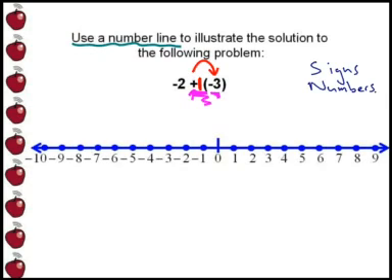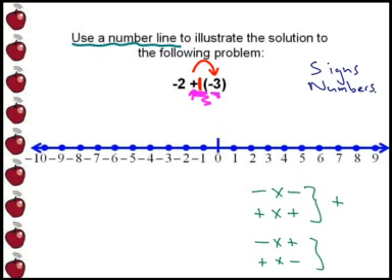Now when you multiply signs, say for instance you have a minus times by a minus or a plus times by a plus, similar signs, your answer is always going to be a plus. When you multiply a minus and a plus or a plus times by a minus, your answer is always going to be negative if the signs are not exactly the same.